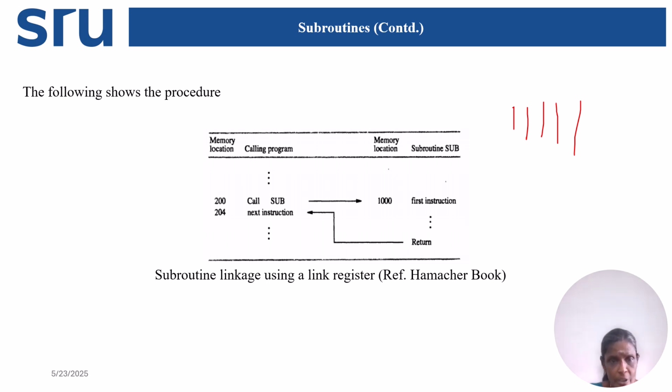So at 200, it is calling the subroutine, call sub. The subroutine name is sub here. We can give any name to the subroutine. So it goes to sub. Sub is stored in the 1000th memory location. So first instruction and then going on, and finally it is facing the return instruction. After seeing the RET instruction, it comes back to 204, which is the next instruction, and 204 is stored in the link register as well as in the program counter.